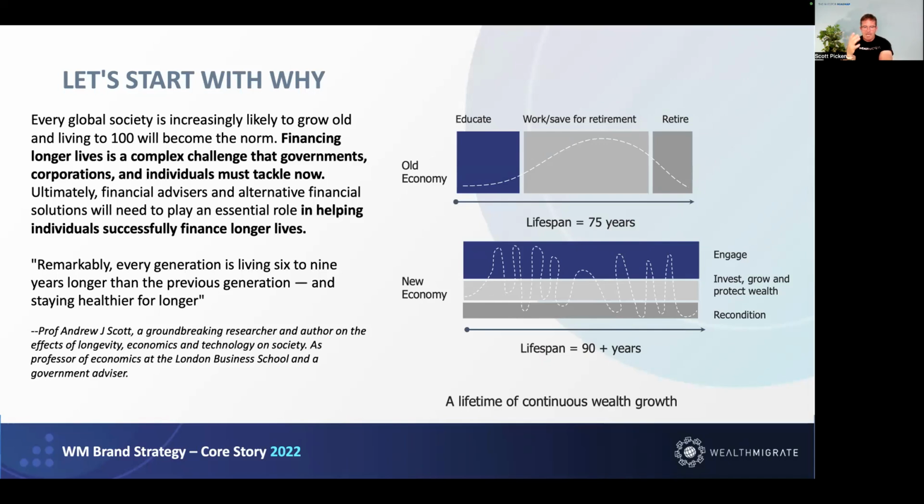And because the world has changed, we need to change our habits. This old economy was the way we were told to do it: study, work and invest for retirement and then retire. It's no longer like that. In the new economy, we need to be learning all the time, learning new skills. We need to be investing, growing and protecting our wealth and consistently readjusting. We're going to live on average now for 90 years, and soon it'll be 100 years, and it's called the 100-year life.